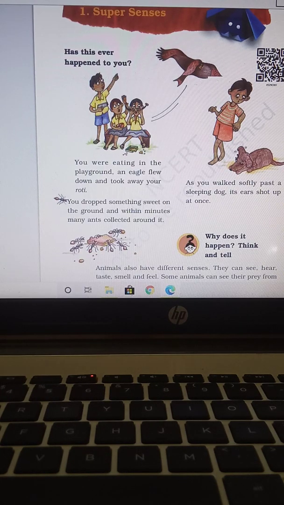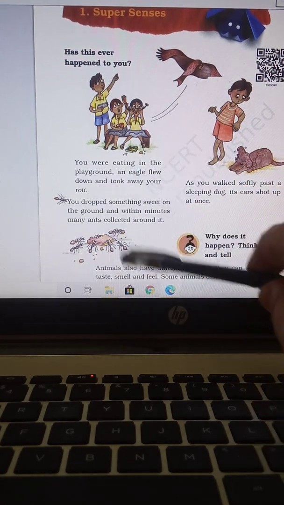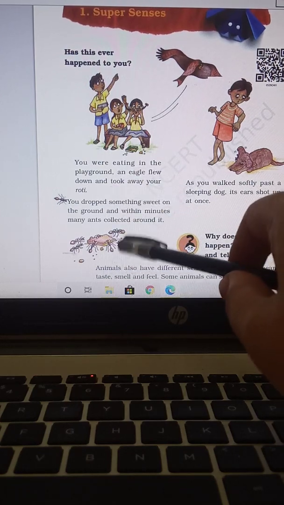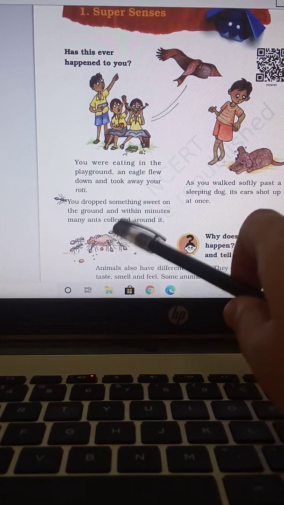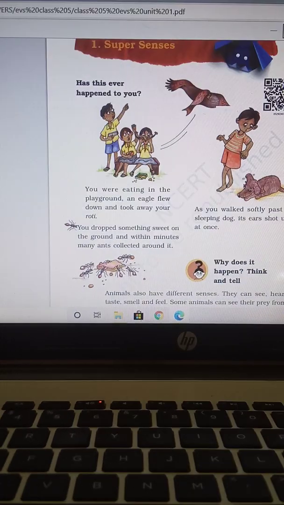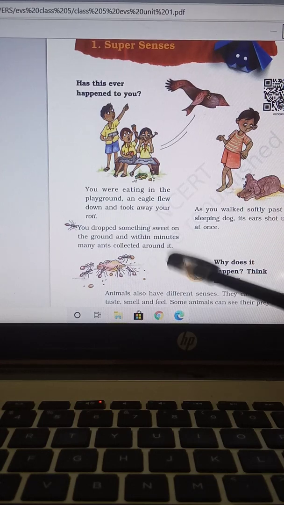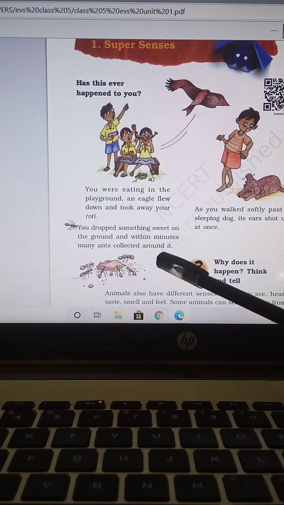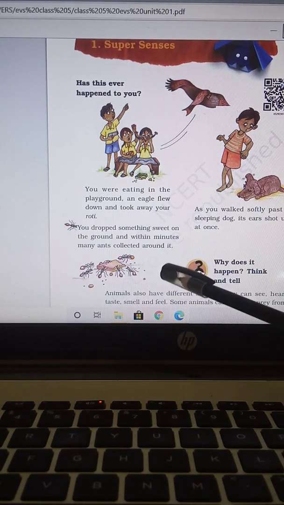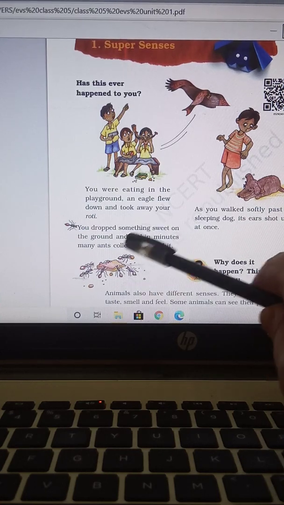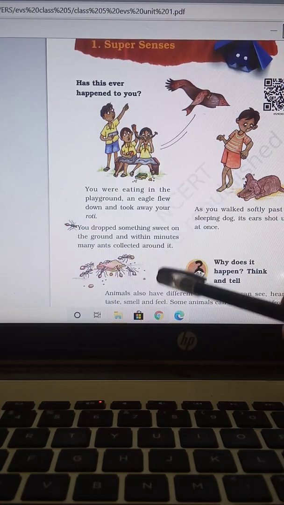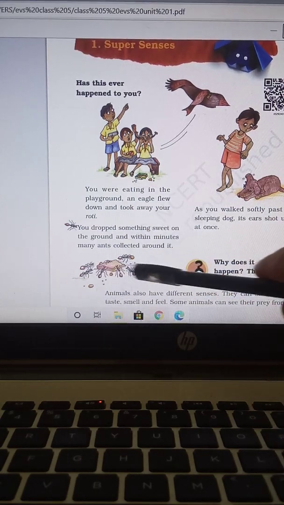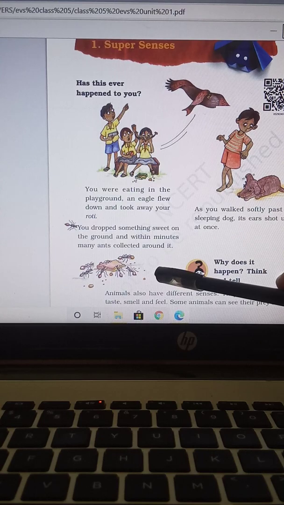Okay, about animals, I'll show you some examples here. See, this is an ant. You can see they are all surrounding this thing. I think you might have observed this at home also. When you drop something accidentally, maybe sweet or maybe your food particles, after a few minutes you see a group of ants coming and collecting those food particles, right? How did the ant know that something had fallen on the ground? Because they also have sense organs. That is, they can smell even though they are very far away.